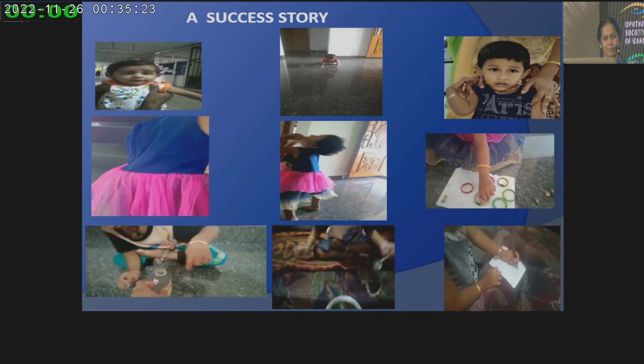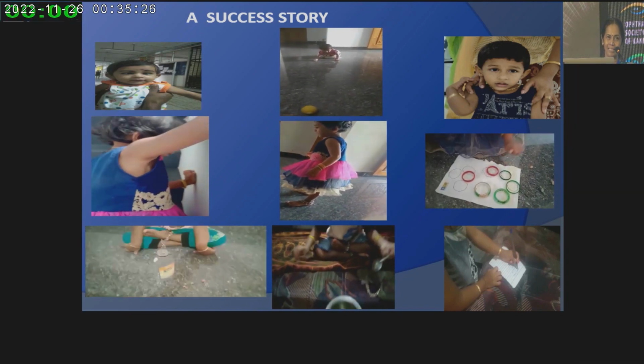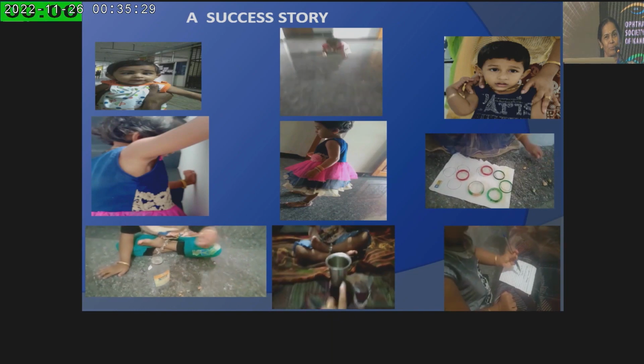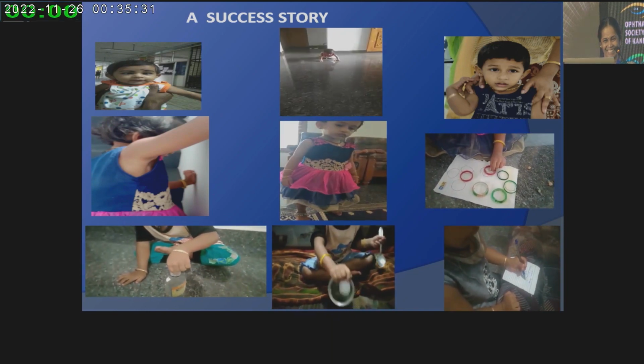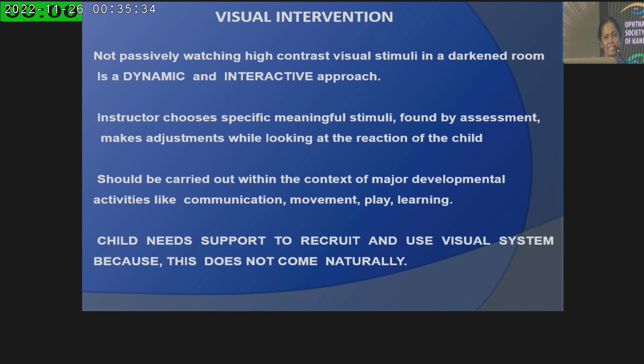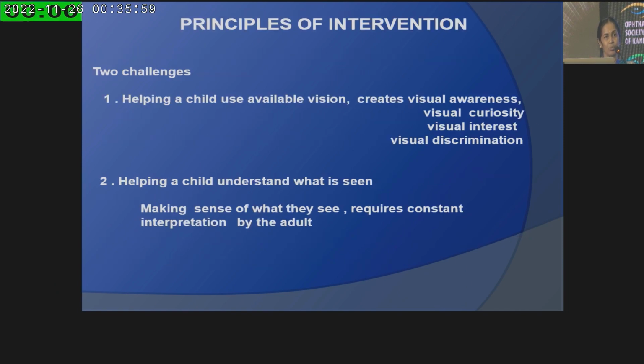All this the mother is always doing. They do the training and take a video and send it to me. So one word about visual intervention. It is not a passive thing. It's a dynamic and interactive thing. It should be carried out within the context of major developmental activities like communication, movement, play and learning. The child needs support to recruit and use the visual system at this stage, because this does not come naturally. So that is the message I have to give. We all get such children, so please do that intervention at the right moment.